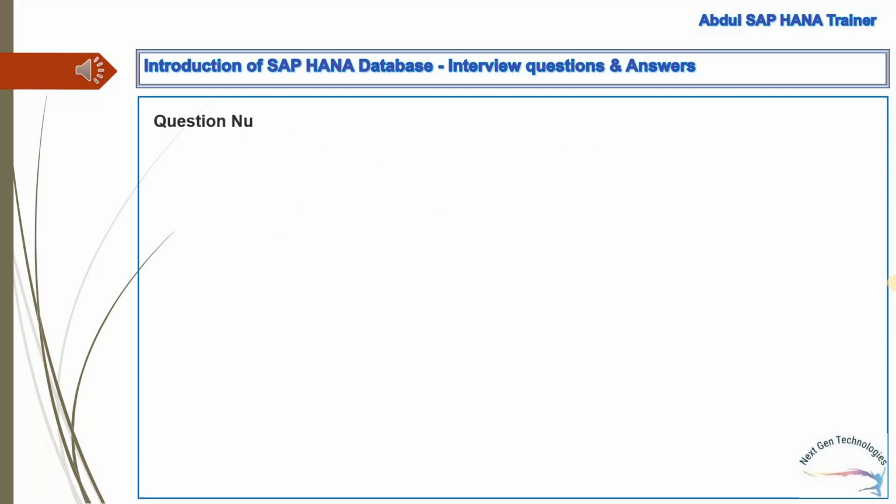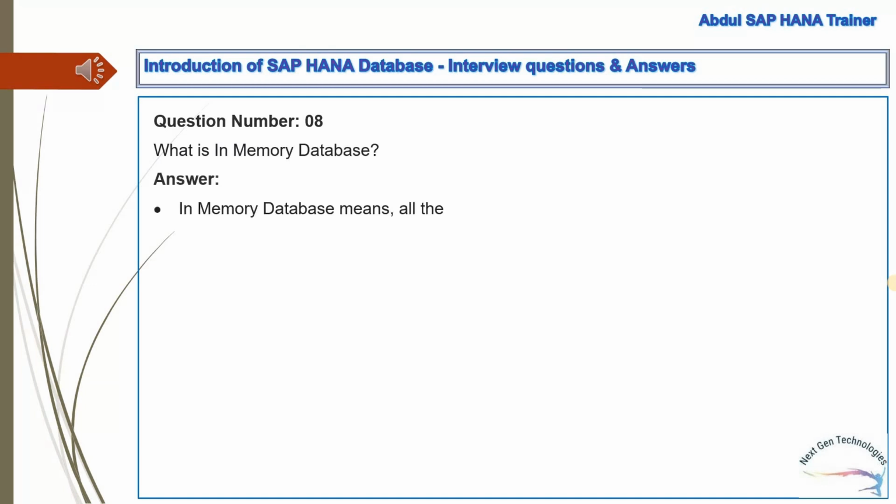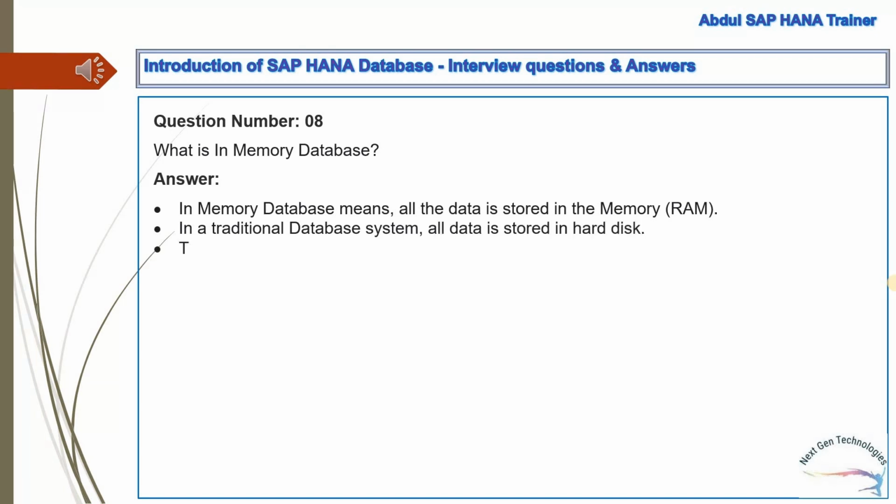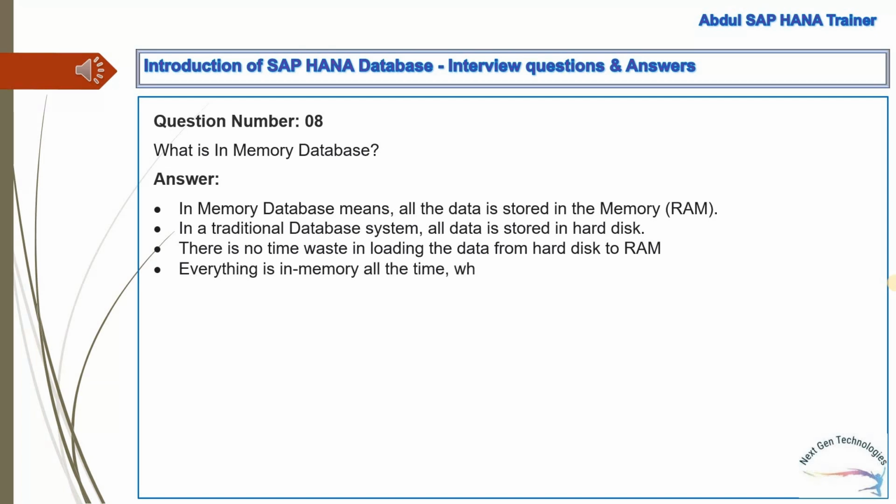Question number 8. What is in-memory database? Answer. In-memory database means all the data is stored in the memory, whereas in a traditional database system, all data is stored on hard disk. There is no time wasted in loading the data from hard disk to RAM. Everything is in memory all the time, which gives the CPU quick access to data for processing.